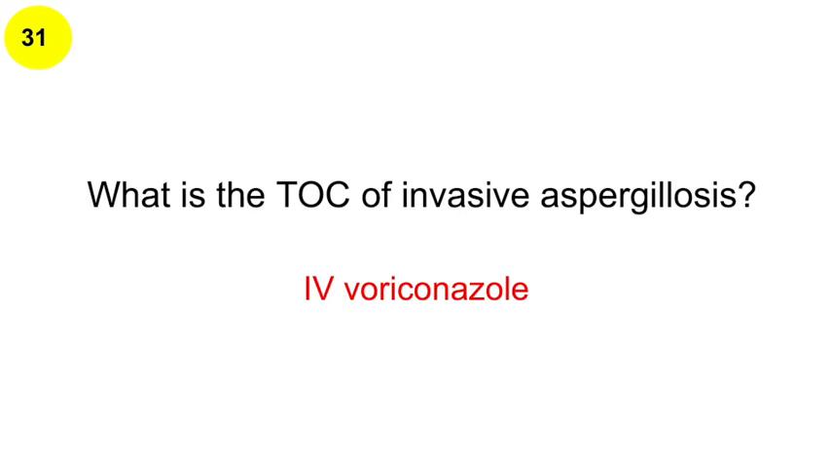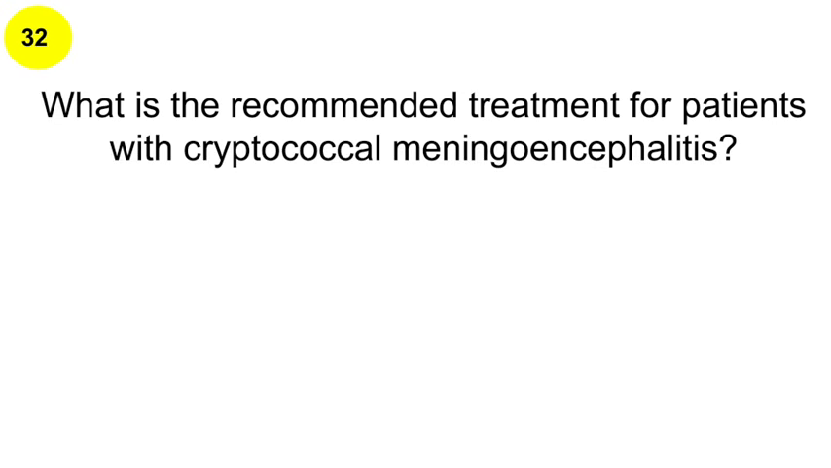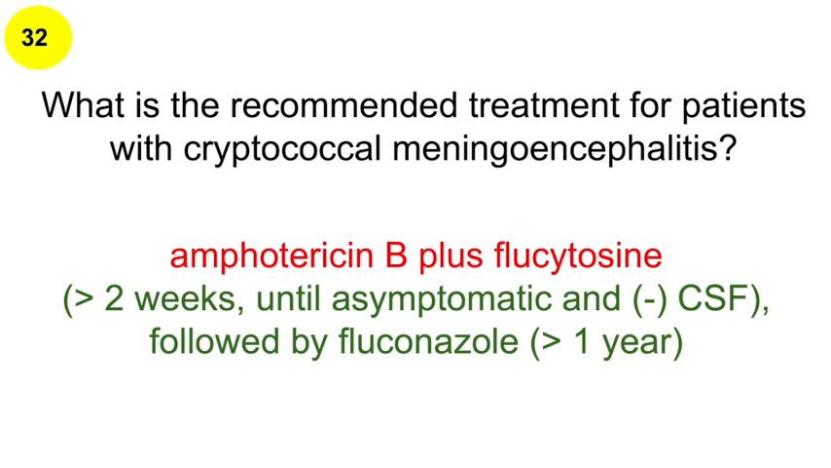What is the recommended treatment for patients with cryptococcal meningoencephalitis? Amphotericin B plus flucytosine. So you typically give them these two medications for more than 2 weeks and until asymptomatic and you get a negative CSF. After you reach these parameters, you want to follow up by giving fluconazole for more than a year.